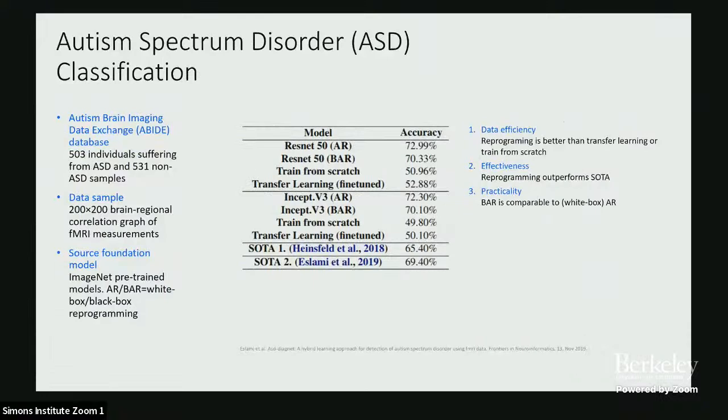Okay, in the next two slides I'm going to quickly show and convince you that this is a very nice alternative for solving problems in a resource-limited setting. This is the ASD classification example I talked about previously. It is a binary classification task, and each class only has about 500 images. These are the brain correlation graphs obtained from real measurements, so they are very expensive to annotate and to collect at scale.